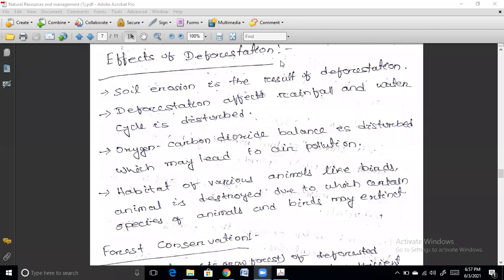What are the effects of deforestation? Let's see. The soil erosion is the result of deforestation. Okay. So deforestation affects the rainfall.